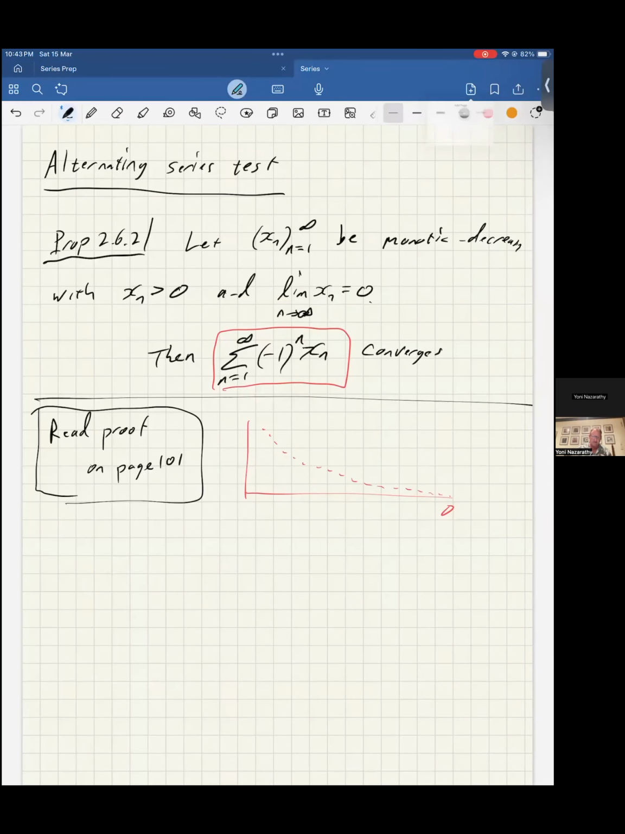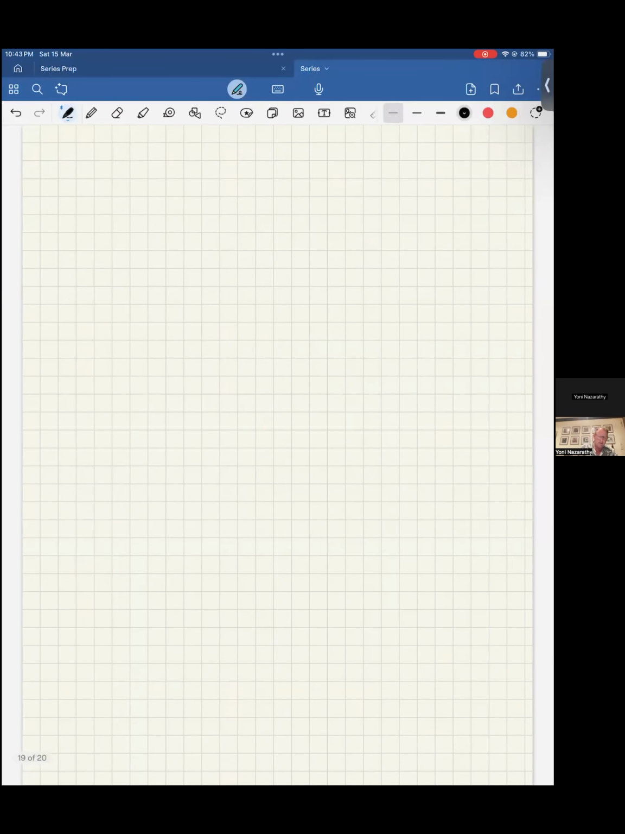Okay, the final topic we're going to very briefly touch on is conceptually a neat topic and an important one. So we will just say a few words about it: rearrangements.